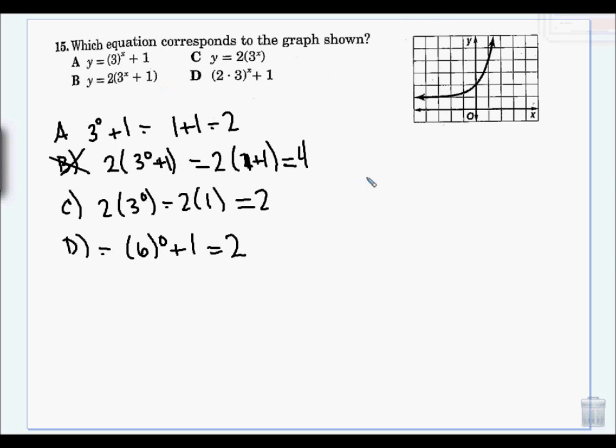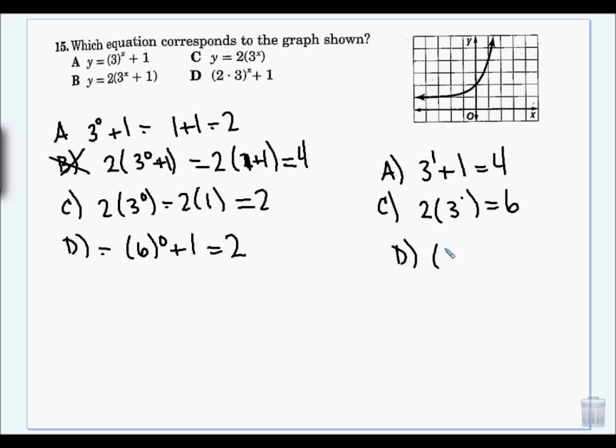So next I'm going to try the exponent of 1. And if I plug in for a, I get 3 to the 1 plus 1, so that's 4. C would be 2 times 3 to the 1, which is 6. And D would be 6 to the 1 plus 1, so that's 7. If I go to x as 1, I come up 1, 2, 3, 4. It has to be A.